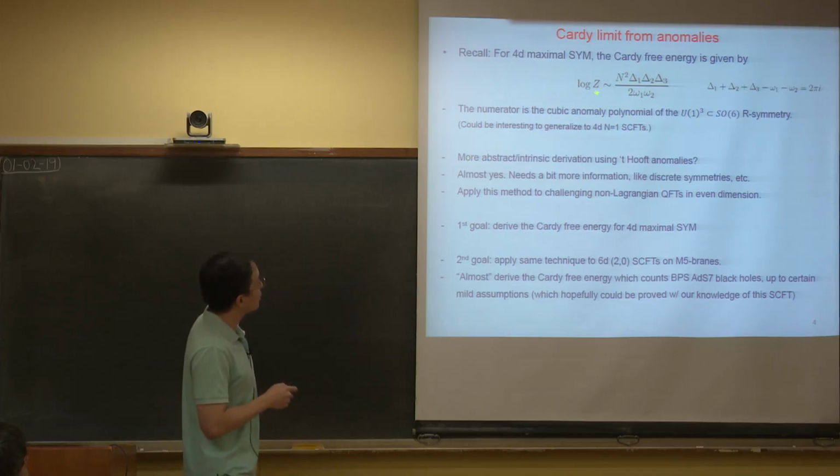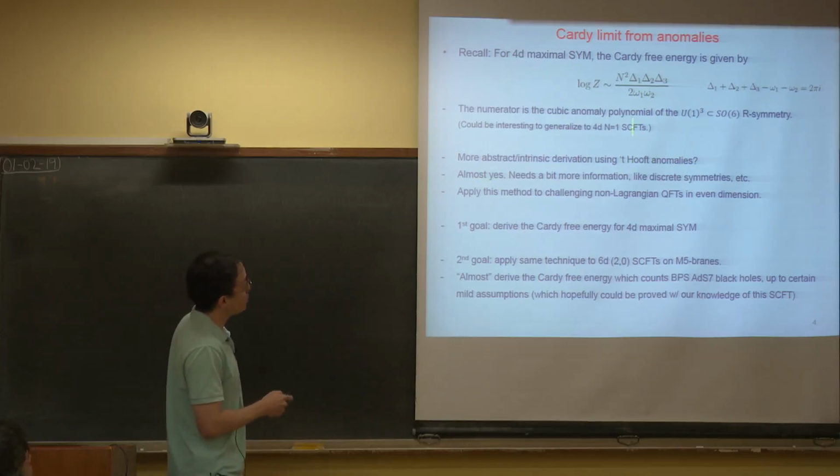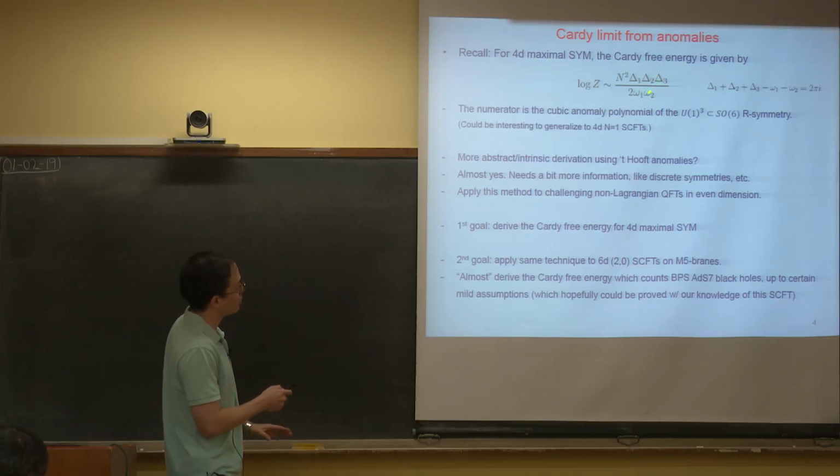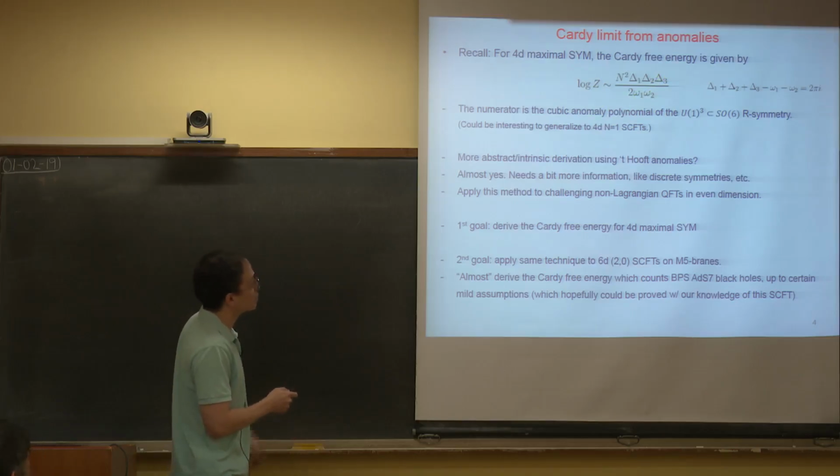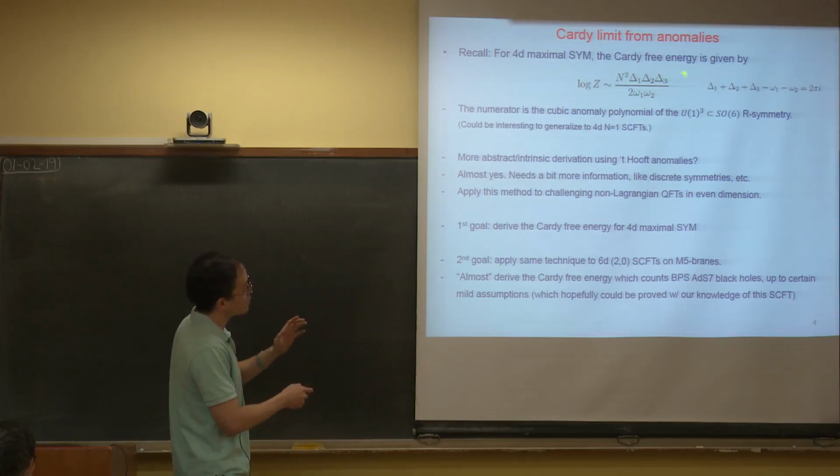So the question is whether one can make a derivation of this more abstractly or intrinsically, using 't Hooft anomalies only. The answer is almost yes. The 't Hooft anomaly basically determines this term in a certain approach that I'll present to you. It basically doesn't rely on the existence of a Lagrangian either. The 't Hooft anomaly determines this term, but there are certain possible extra terms that have to be forbidden to really derive this, and that is justified in the maximal super-Yang-Mills case by certain discrete symmetries, some generalized notions of parities, or the Weyl symmetries of SO(6), and so on. So almost, yes, anomaly will determine it. But this kind of method can be applied to a more general class of more challenging quantum field theories, mostly non-Lagrangian quantum field theories in even dimensions.